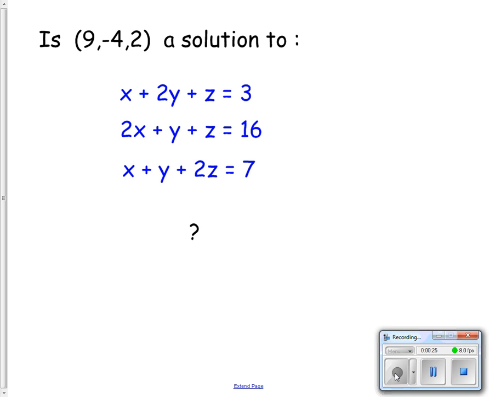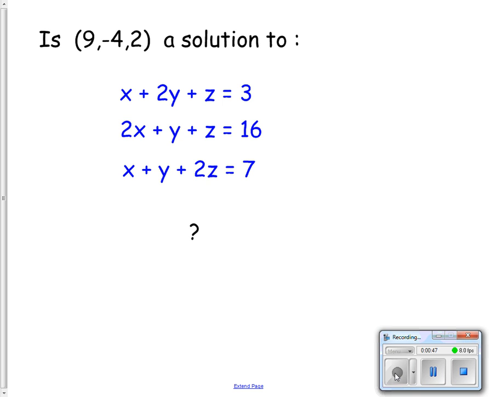On the other hand, checking whether an ordered triple is a solution to that system is quite easy. We simply need to plug in each of the values, the 9, the -4, and the 2, for the x, y, and z in each equation. If that ordered triple makes all 3 of the equations true, then it is a solution to that system.